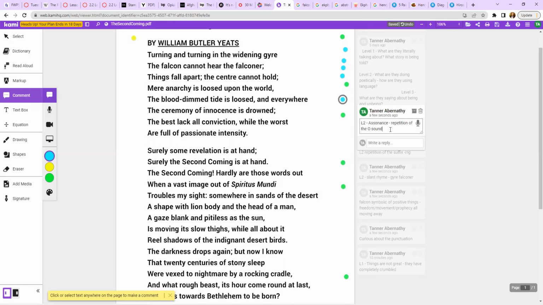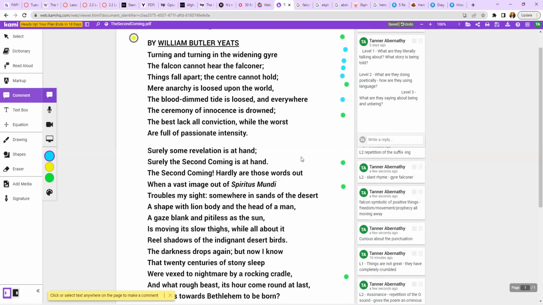And what that does, it's probably on purpose. We have to assume a lot of this stuff is on purpose. Poets tend not to accidentally write poems. The blood-dimmed tide is loosed and everywhere the ceremony, right? And it kind of gives it this ominous feel. It's a sound that makes you have to pause on it and give it a certain amount of weight. So I'm going to say a repetition of O sound gives the poem an ominous feeling and forces us to read slow, right? You can't just read the blood-dimmed tide is loosed fast. It doesn't sound like anything if you try to read it fast. It forces you to slow down here.